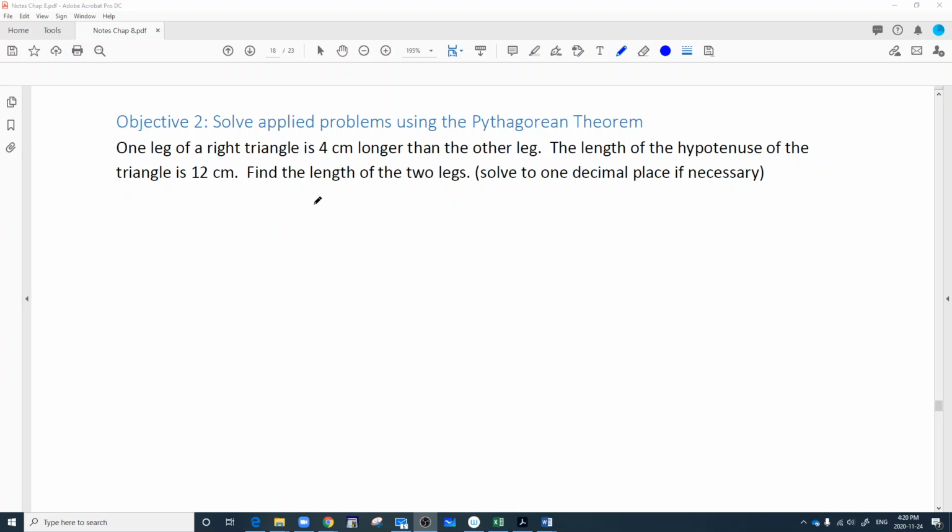So now, as every chapter flows, you learn how to simplify expressions, you learn how to solve the equation, and now what we're going to do is learn how to solve applied problems. So the first type of problem we're going to solve involves the Pythagorean theorem.